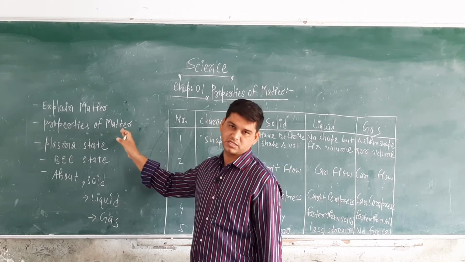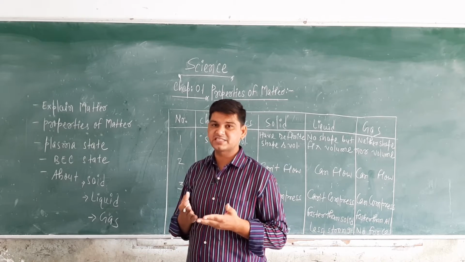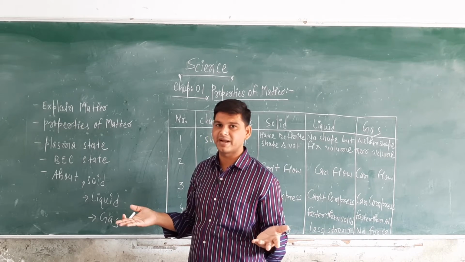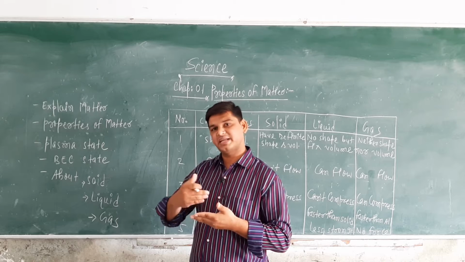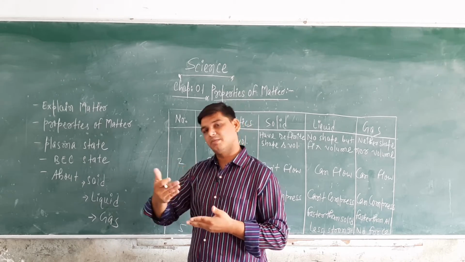These are the four properties of matter. Clear? First, I told you what is matter: that which has a specific shape and volume and occupies space is called matter. There are two forms: physical properties and chemical properties. Physical properties: solid, liquid, gas. Chemical properties: element, compound and mixture.